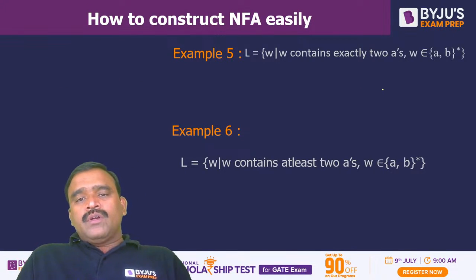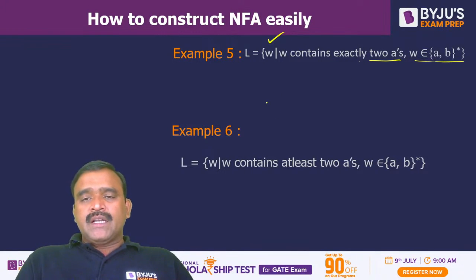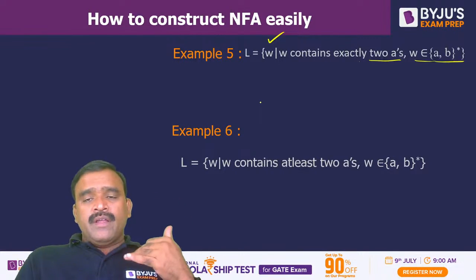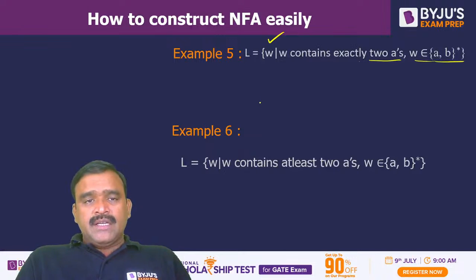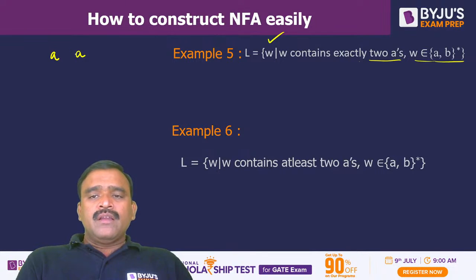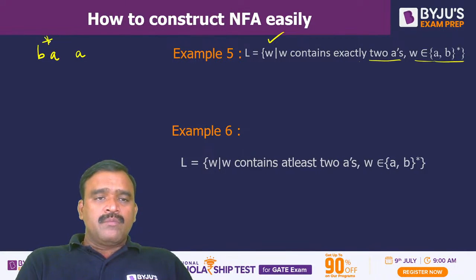L is equal to W such that W contains exactly 2 A's, where W is any combination of A's and B's. Those 2 A's may be anywhere, either contiguous or non-contiguous. Exactly 2 A's means, for example, this is 1 A and this is 1 A. And before and after, any combination of B's we can have. Before this A, we can have any combination of B's. After this A, we can have any combination of B's, and after this also we can have any combination of these.